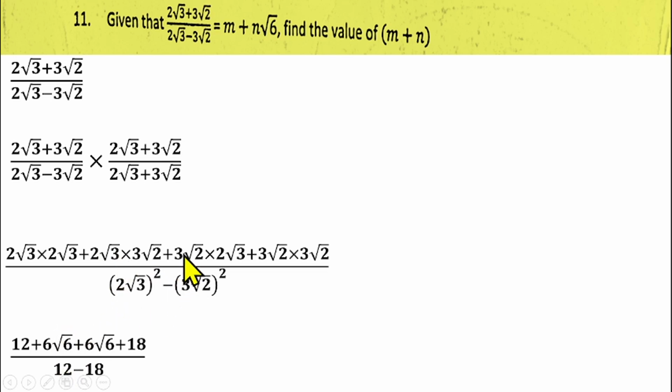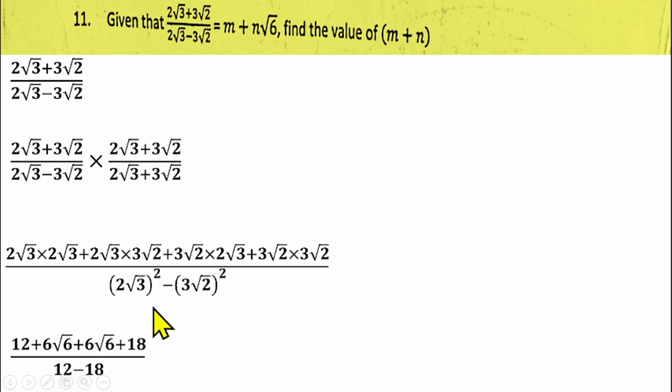Plus 3 times 2 gives us 6. So surd 2 times surd 3 will give us surd 6. That gives us a plus 6 surd 6, and that is this as well. Plus 3 times 3 will give us 9. Then surd 2 times surd 2 will give us 2. Then 9 times 2 will give us 18. So you're having 12 plus 6 surd 6 plus 6 surd 6 plus 18 over (2 surd 3) squared.